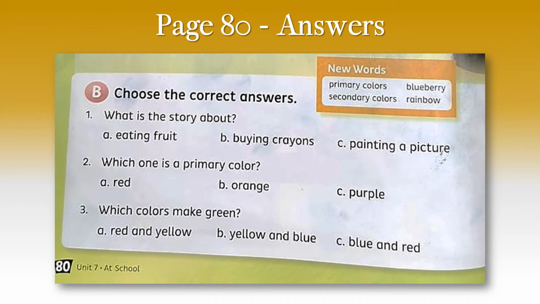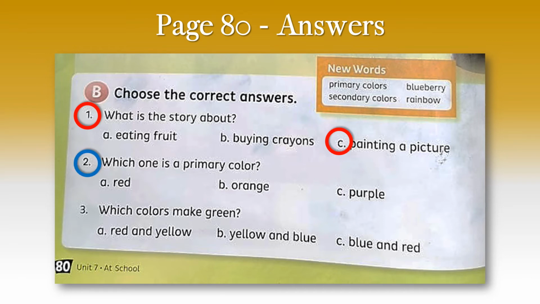Did you do it? Have you finished? Have you done your circles? Have you answered the 3 questions? Yeah? Are you sure? Okay, let's have a look at the answers then. Number 1, what is the story about? Is it about A, eating fruit, B, buying crayons, or C, painting a picture? C, painting a picture. Of course it is.